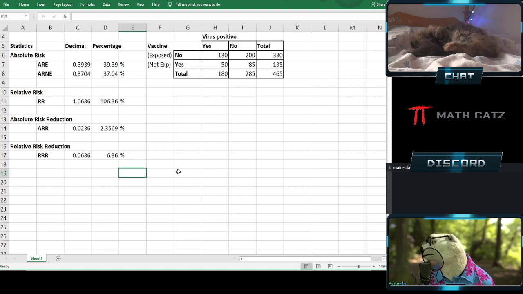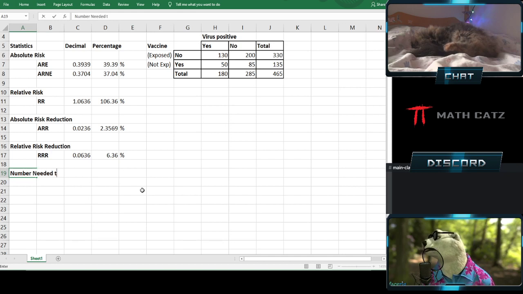Right. So let's just carefully interpret the relative risk reduction. One way of saying it is that my chances of getting the virus are increased by 6.36% if I don't take the vaccine. Period. We can also talk about the extra bit, but it's going to come up when we do number needed to treat, which is next. So there's no point in repeating myself here. Let's just jump to the next one.